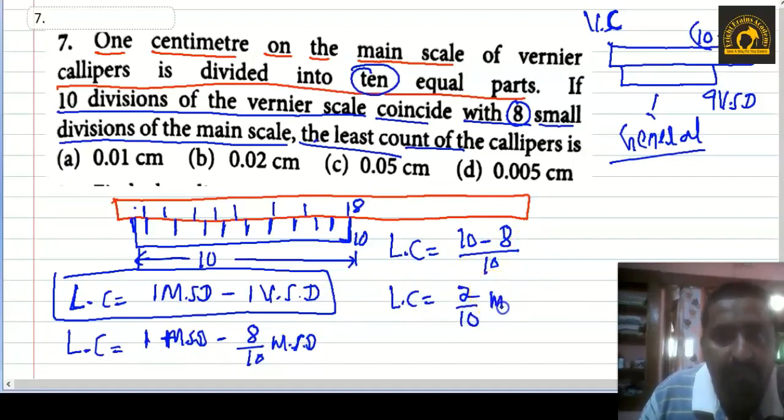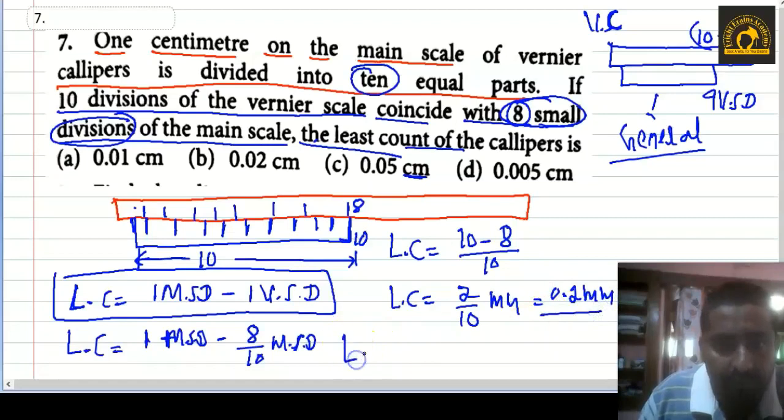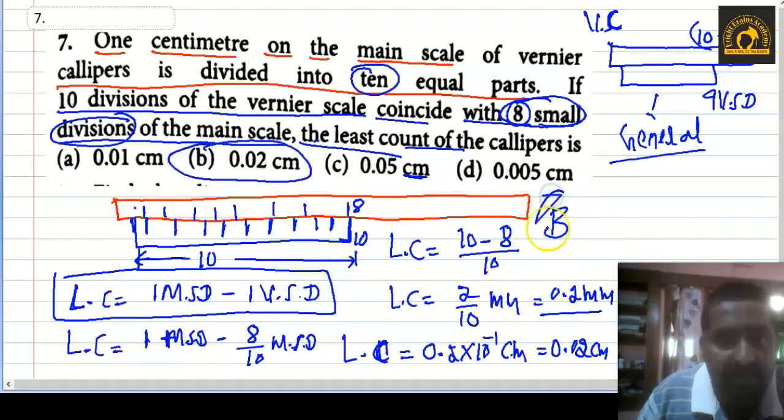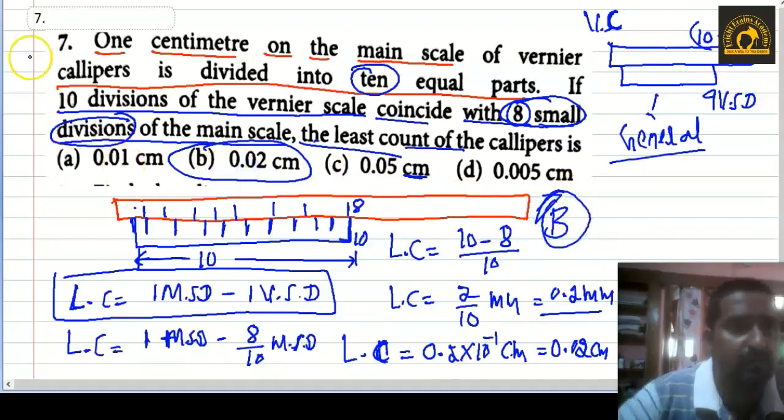This is in millimeter, because these are small divisions, but the answer is in centimeter. After simplifying we get 0.2 mm. Then how to convert millimeter into centimeter? The least count is 0.2 into 10 to the power of minus 1 centimeter. So the final answer is 0.02 centimeter. Which option matches this? 0.02, that is option B, the correct match for this answer.